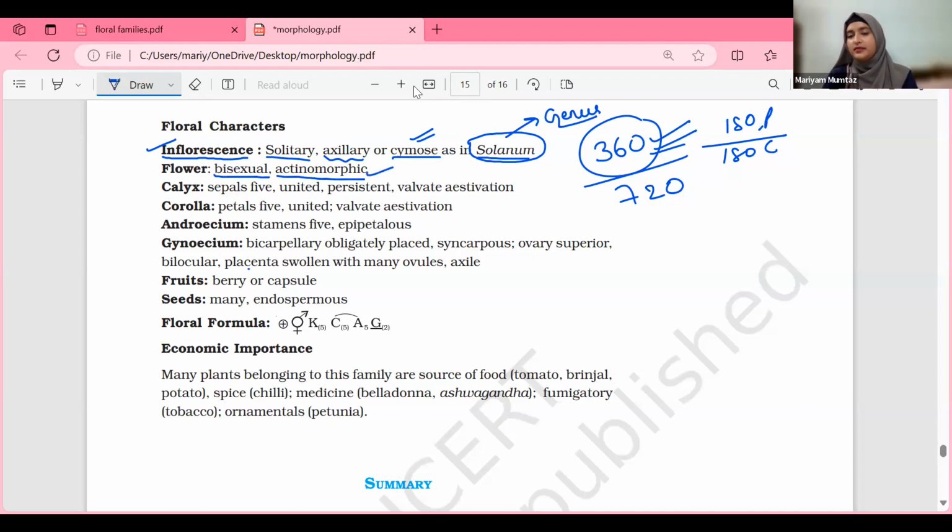Now the flowers are bisexual and actinomorphic. Actinomorphic means radially symmetrical. Bisexual means both androecium and gynoecium are present. And then we'll talk about the calyx.